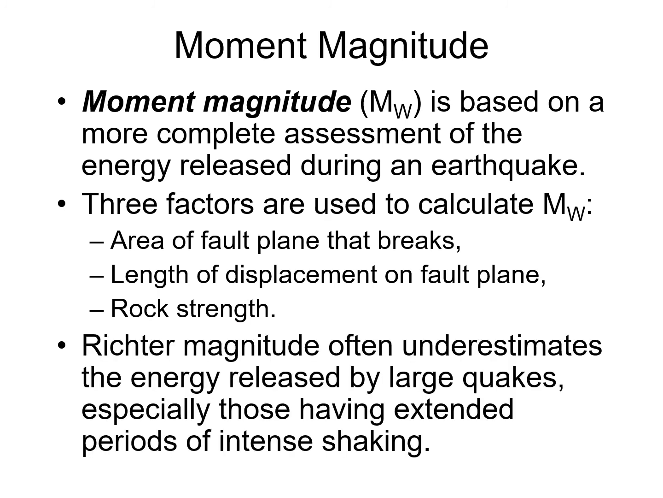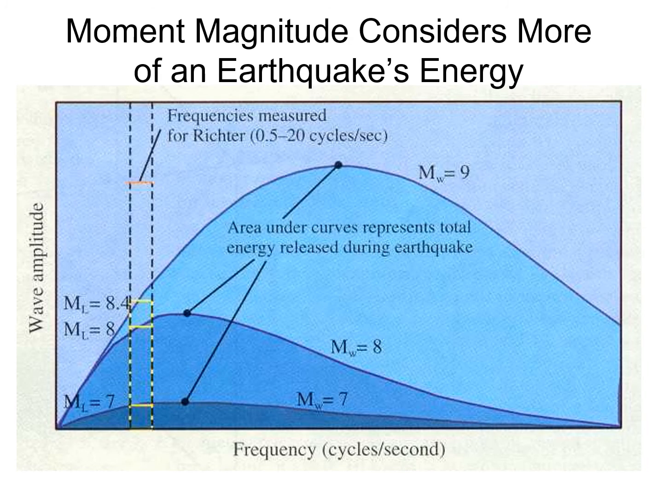This is why we do it, because the Richter scale can often drastically underestimate the amount of energy released by very large earthquakes that have longer periods of shaking. And so here, for instance, an earthquake that would rank as a 9 on the moment magnitude scale, for instance like the 2011 Japan earthquake, would only show up as an 8.4 on the Richter scale. Now we're not doing this because we just like bigger numbers. We're trying to get a better handle on how much total energy is being released.